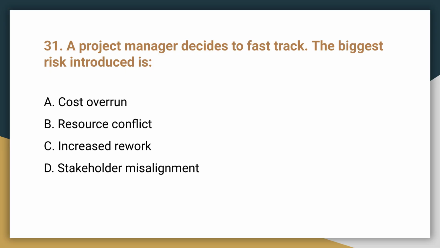Question 31. A project manager decides to fast track. The biggest risk introduced is. The correct answer is C, increased rework. Fast tracking, or overlapping phases, significantly increases the chance of needing to redo work.